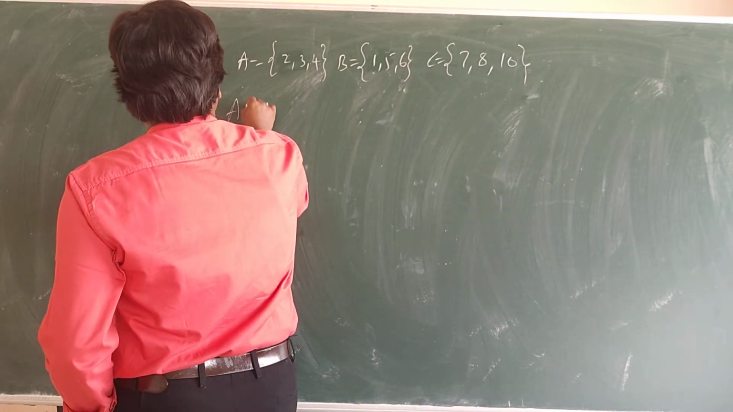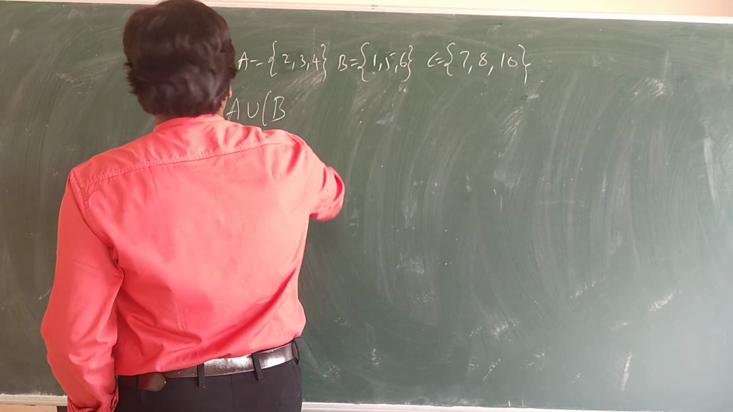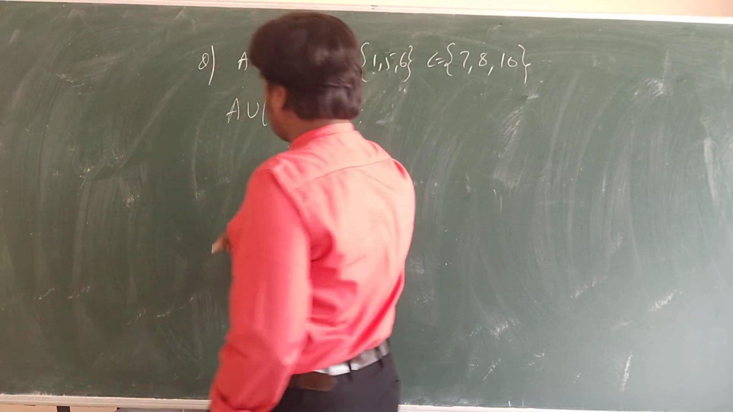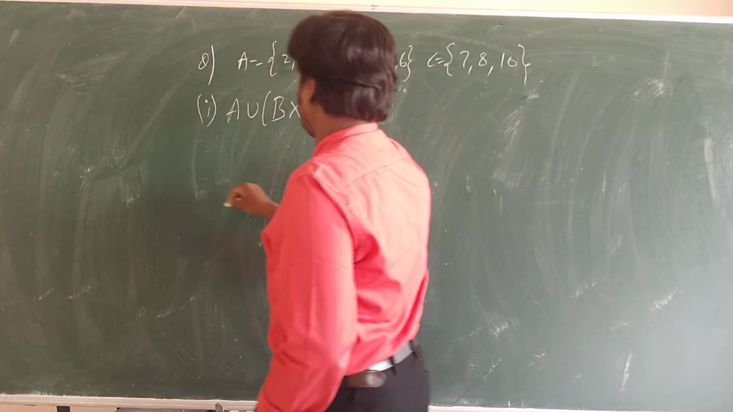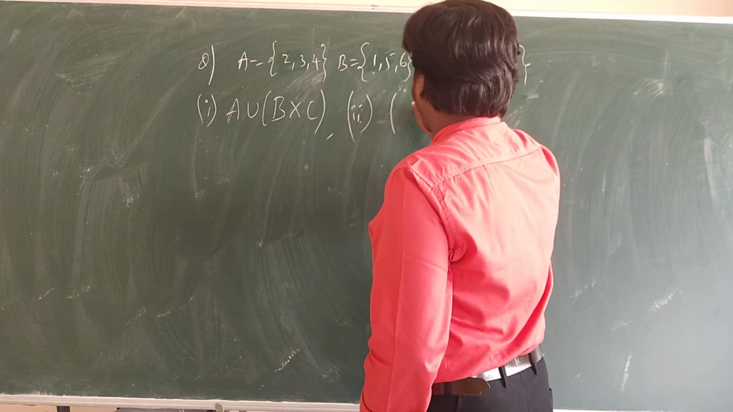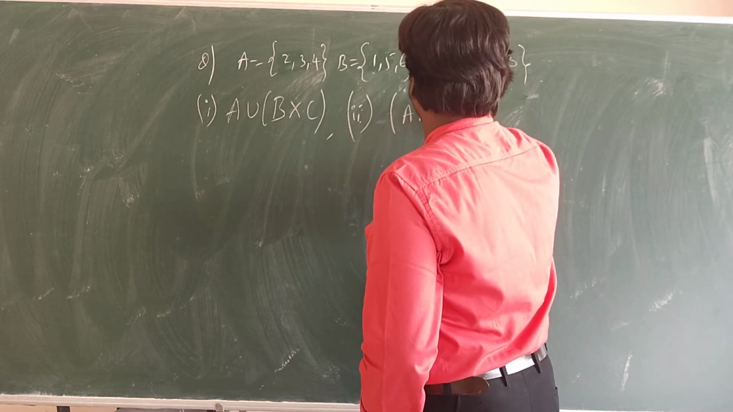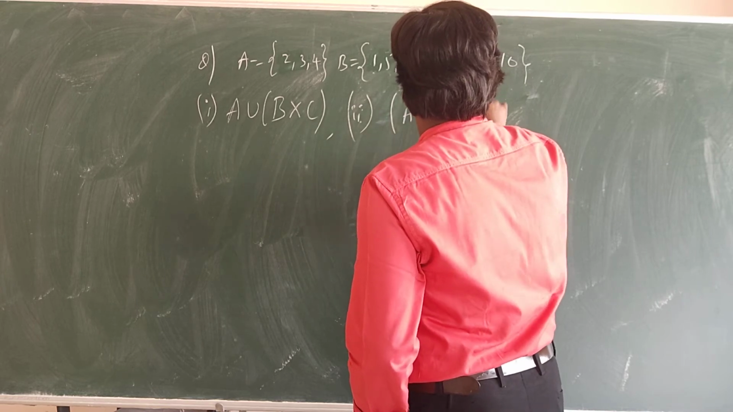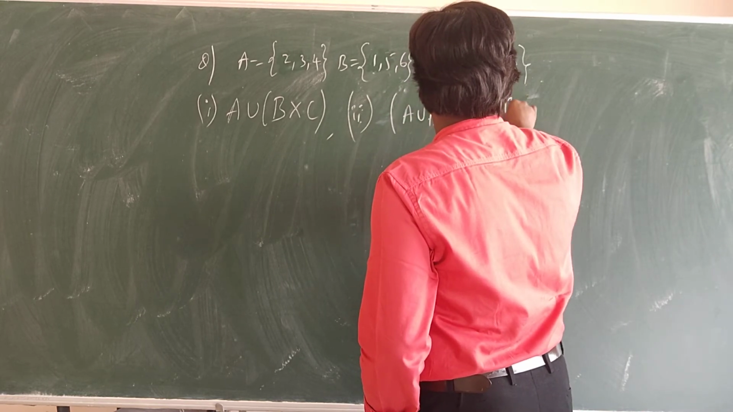Suppose A union B cross C. You can see such questions. The next one is A intersection (A union B) cross A intersection B.